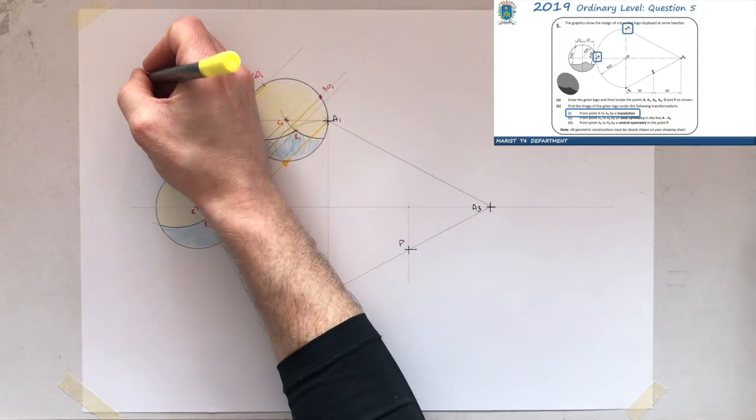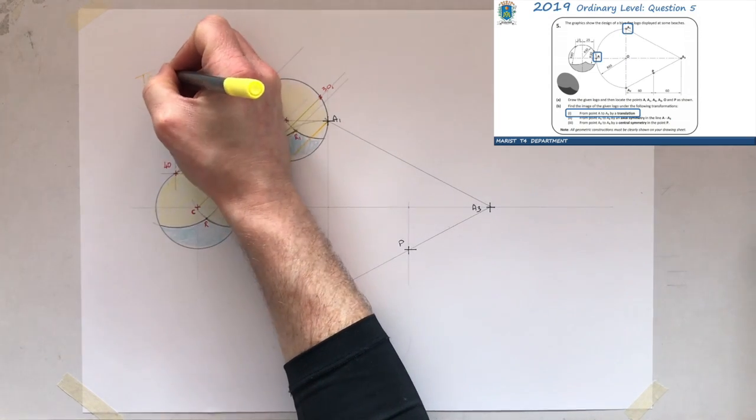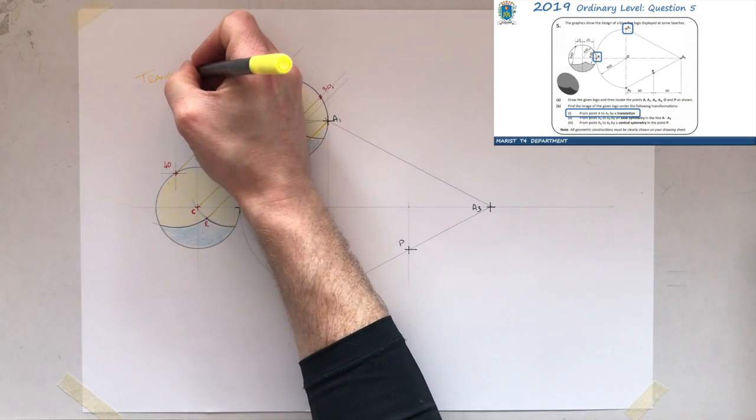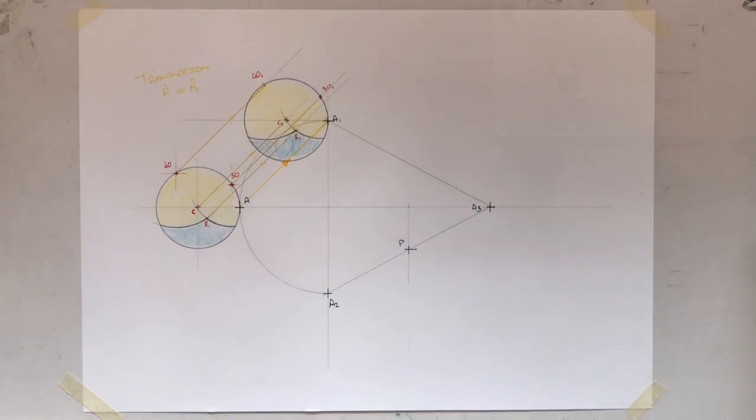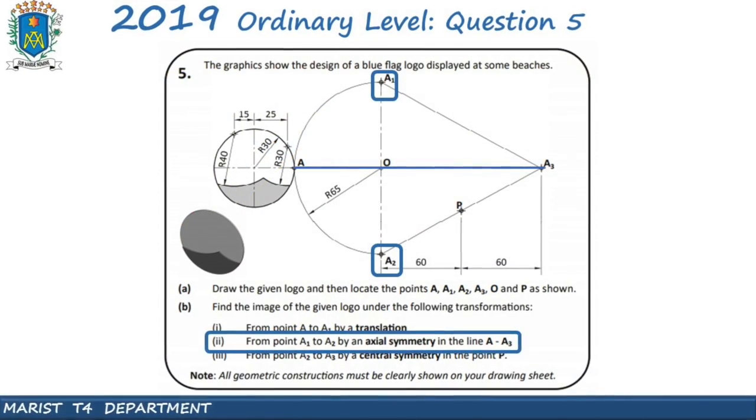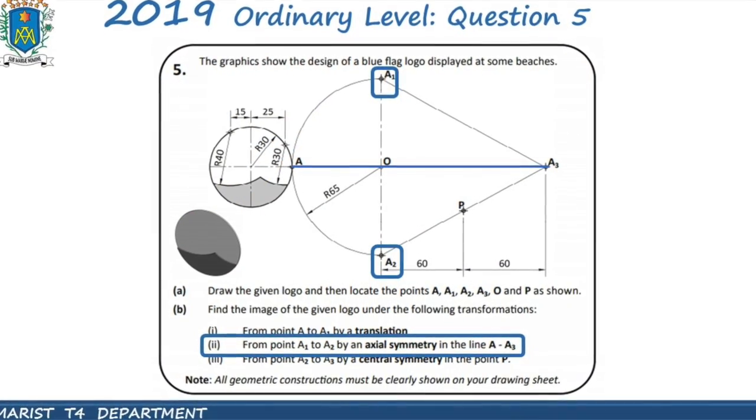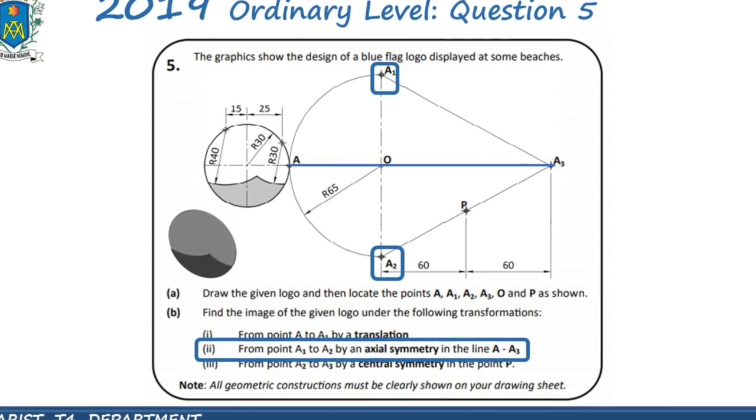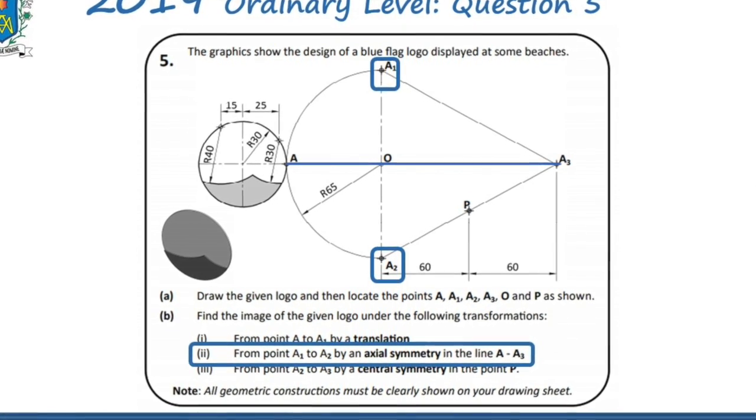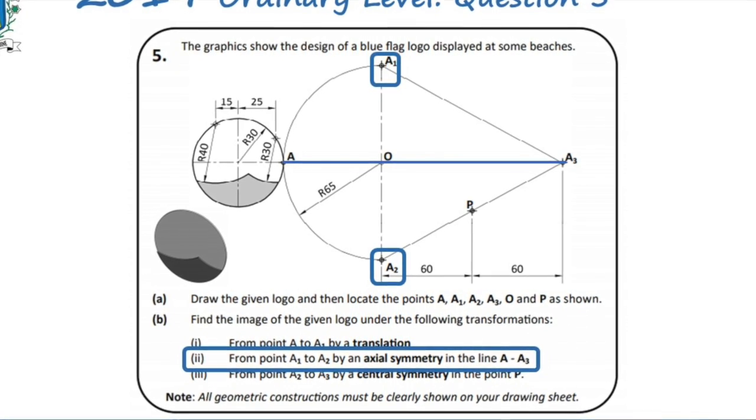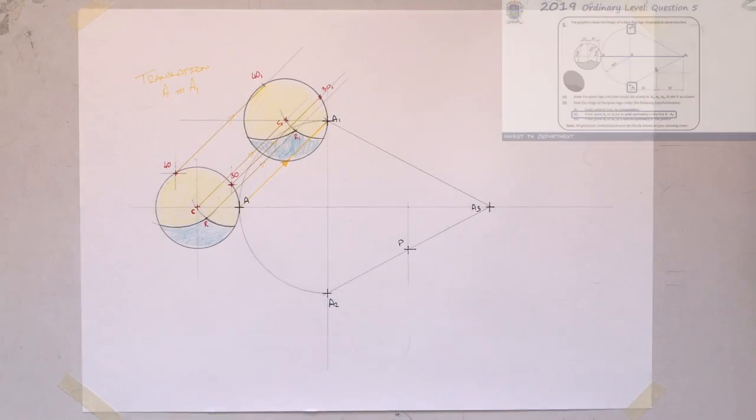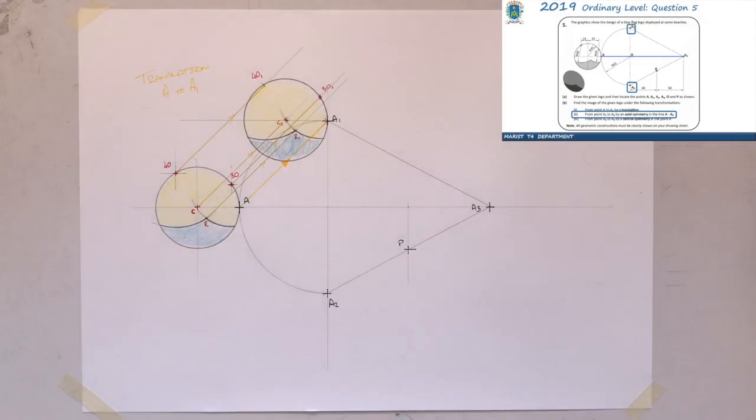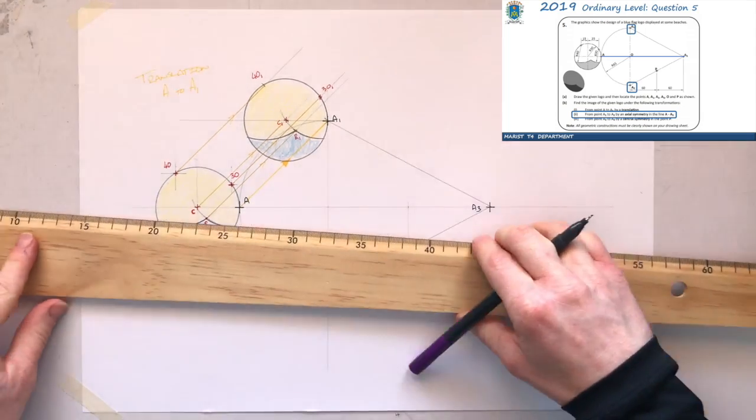So I'm just going to write down what we've just done. So that is a translation from A to A1. So next, as you can see from the question, we need to look at an axial symmetry, and that's going from A1 to A2, and the line of axial symmetry is the line AA3. So our axial symmetry then, again, as we said, is coming between A and A3. So we're going to mark off that to show us that that is the axis between A and A3.